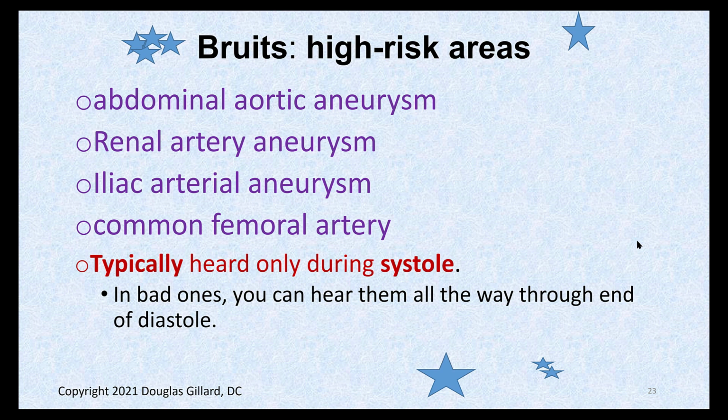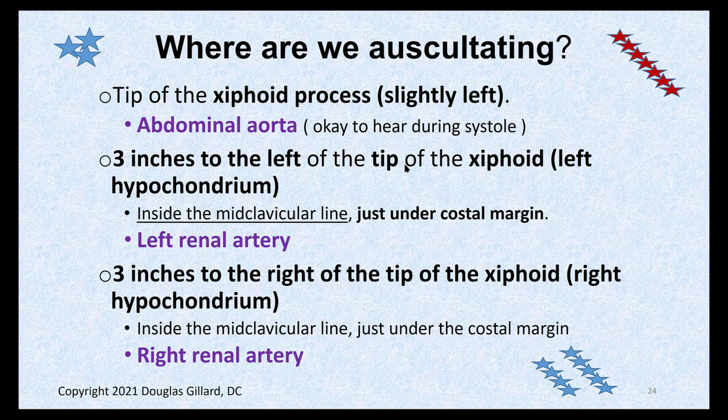High-risk areas. So where do bruits occur? Where do aneurysms occur? The abdominal aorta, notorious, right below the renal vein. Just below the xiphoid process, the renal arteries, the iliac arteries, the common and the externals, the femoral arteries. These are the places where you have the best chance to hear a bruit. And we already did bruits last week. I mean, the carotid artery as well. Where are we auscultating?